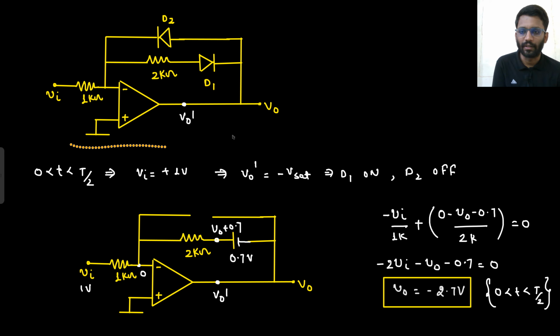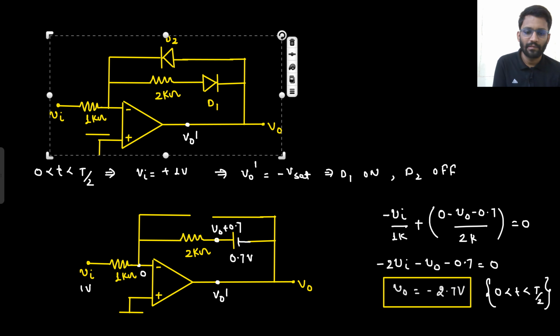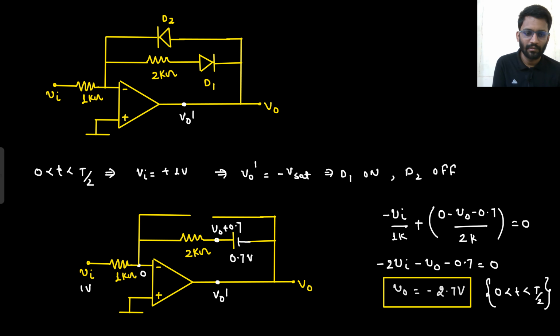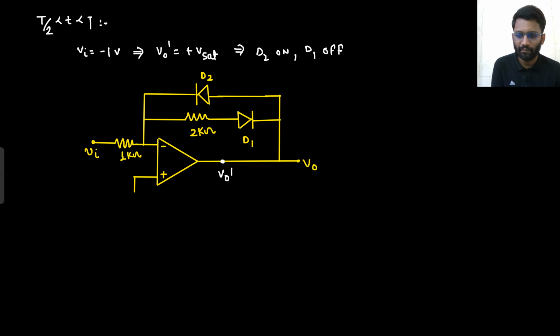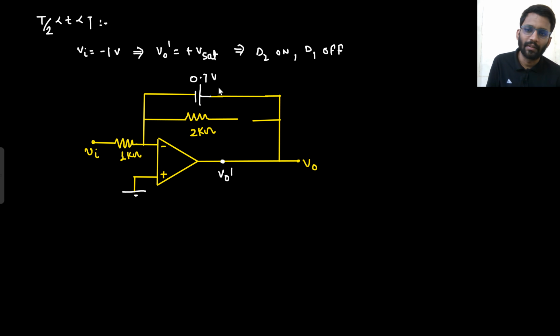So how will you replace your circuit? D1 is off. This is gone. This feedback path is gone. There is no use of that. And now this will be replaced with the battery, minus plus, a battery of 0.7. And there is a negative feedback involved, so the virtual short is valid.